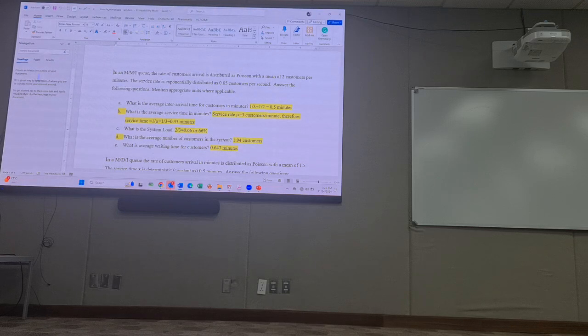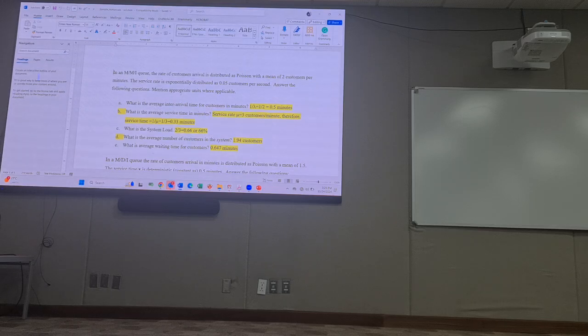Lambda. Because first of all, you only have two things, arrival and service. Secondly, you have to see whether it's a rate or a time. Now read again: the rate of customer arrival. So it's about arrival, so we are talking about lambda. The rate of customer arrival is distributed as Poisson with the mean of 2 customers per minute. Again, it is given to you. Then look at the time unit, minute, customers per minute, right? Arrival. So what is given to you? Lambda is given to you, so lambda equals 2 customers per minute.